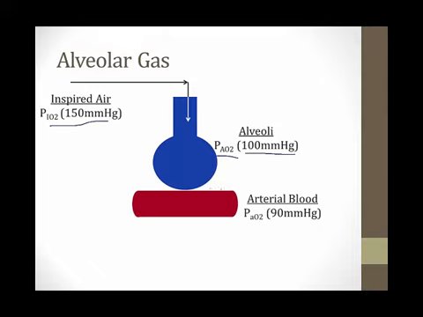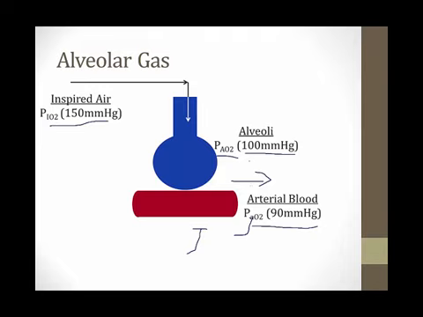Now, after oxygen is picked up by blood in capillaries, as I've shown here, it travels to the arterial system where you can measure it with an arterial blood gas. And if you were to measure it, you would find out that the partial pressure of oxygen is about 90 millimeters of mercury. We call that the P little aO2. The little a is for arterial.